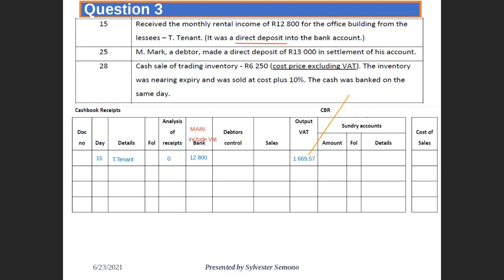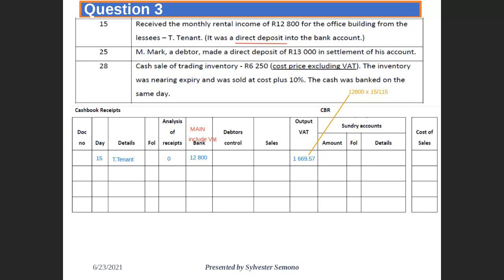You take 12,800 and multiply it by 15 over 115. You know why? When you calculate VAT, guys, you either use 15 over 115 or 15 over 100. If you use 15 over 115, it means the amount that you are using is including VAT. If this amount was excluding VAT, you were supposed to use 15 over 100, meaning McKay's answer of 1920 would be correct. Can you see now? But we can't use 15% because 15% is not the same as 15 over 115.